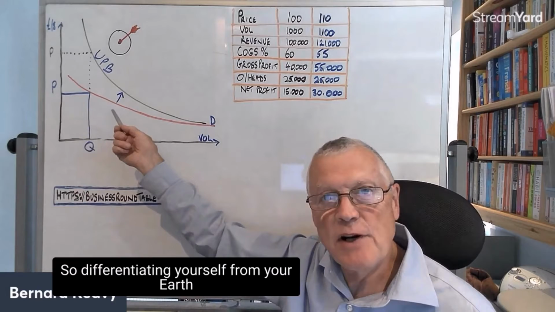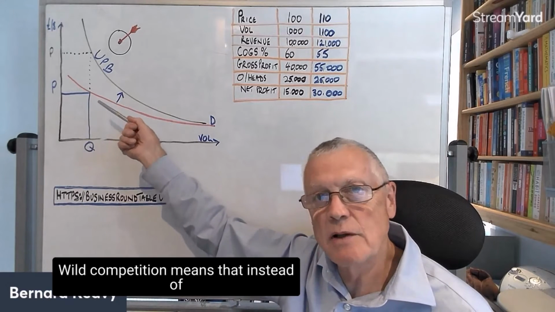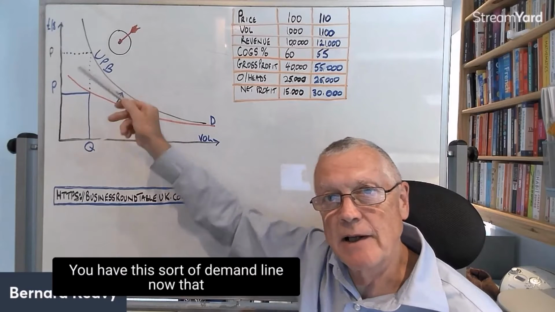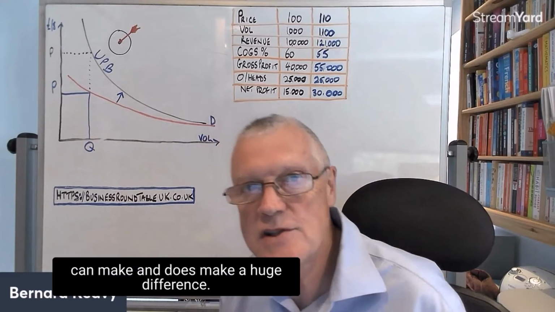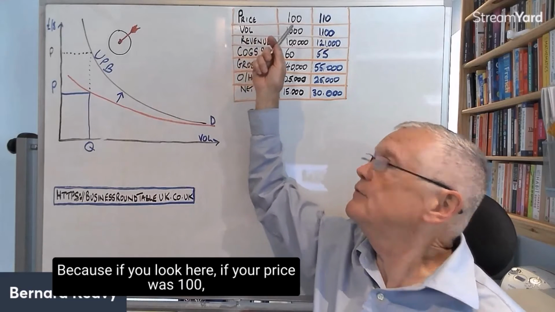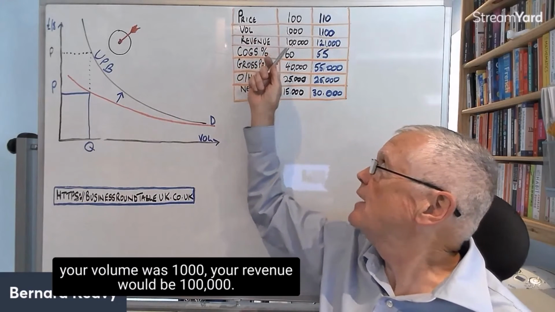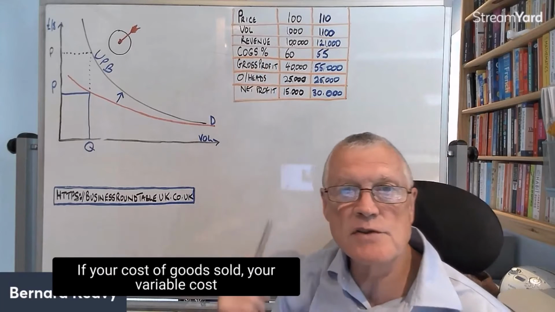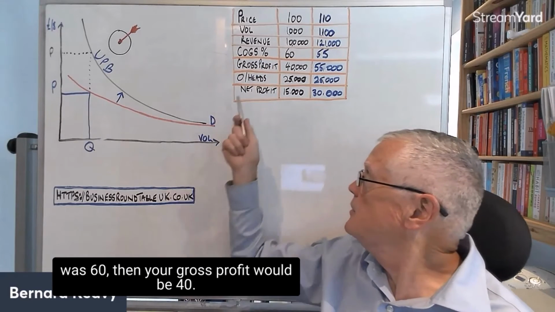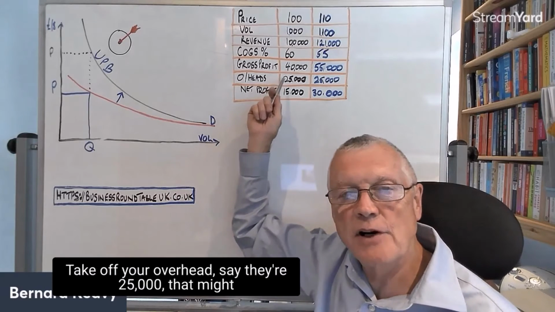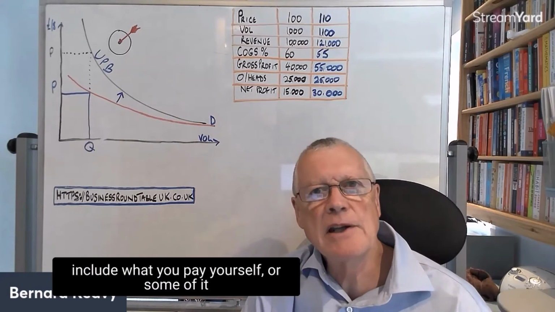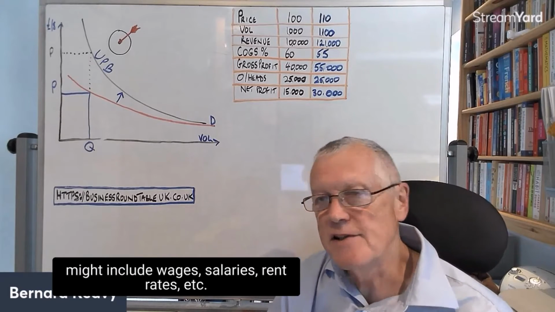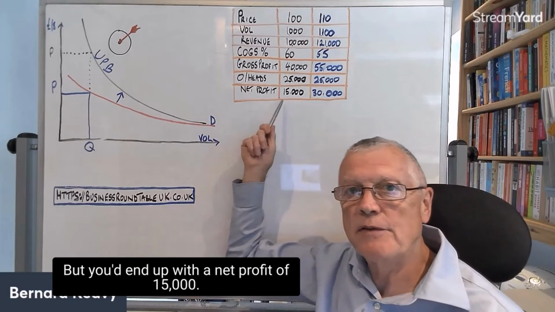So differentiating yourself from your erstwhile competition means that instead of having this sort of demand line, you have this sort of demand line. Now that can make and does make a huge difference, because if you look here, if your price was 100, your volume was 1,000, your revenue would be 100,000. If your cost of goods sold, your variable cost was 60, then your gross profit would be 40. Take off your overheads, say they're 25,000. That might include what you pay yourself, or some of it might include wages, salaries, rent, rates, etc. You'd end up with a net profit of 15,000.